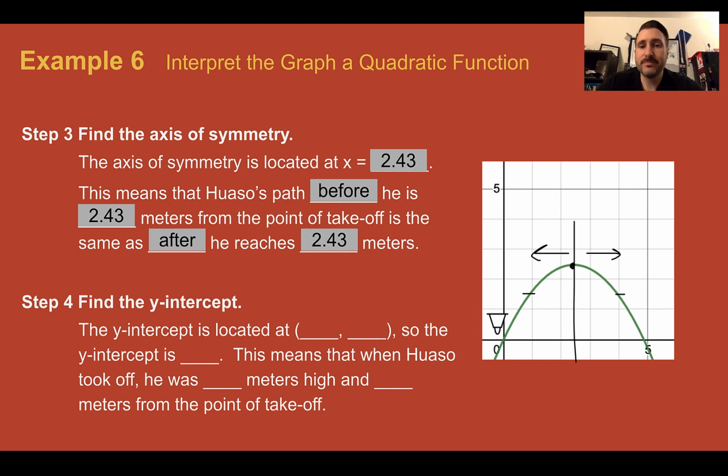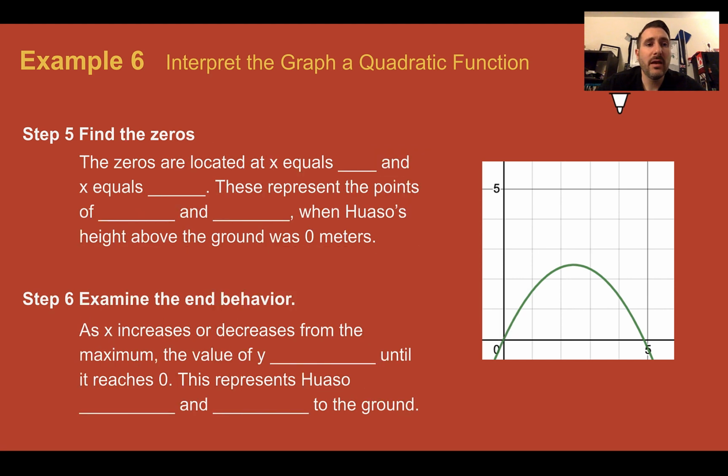Next, let's find the y-intercept. Down here at 0, 0. The y-intercept is 0. This means that when he took off, he was 0 meters high and 0 meters from the point of takeoff because that's where he took off. He wasn't any distance away from it.